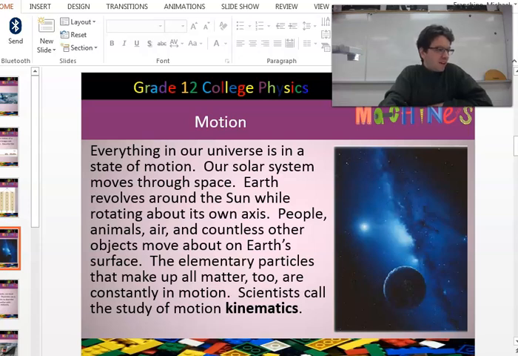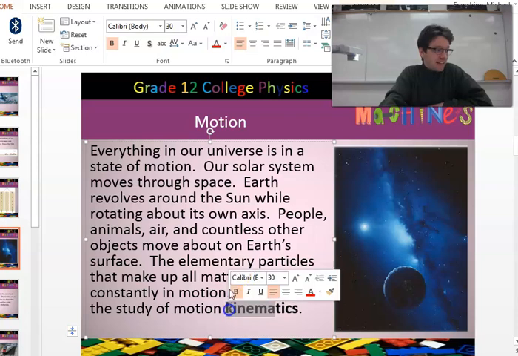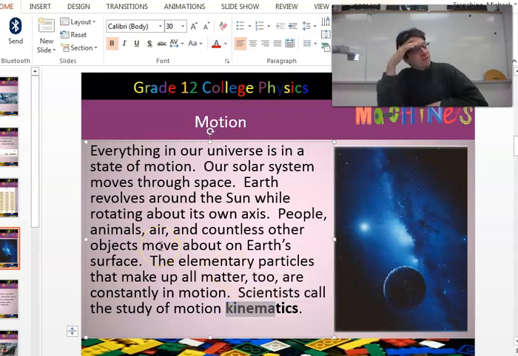Now, when we talk about motion, scientists call the study of motion kinematics. Kinema is actually, I can't remember if it's Latin or Greek, but it's the word for motion. And Hollywood took that word and replaced K with a C, and you have cinema, which is moving pictures, right? Physics kept the K and calls the study of motion kinematics.